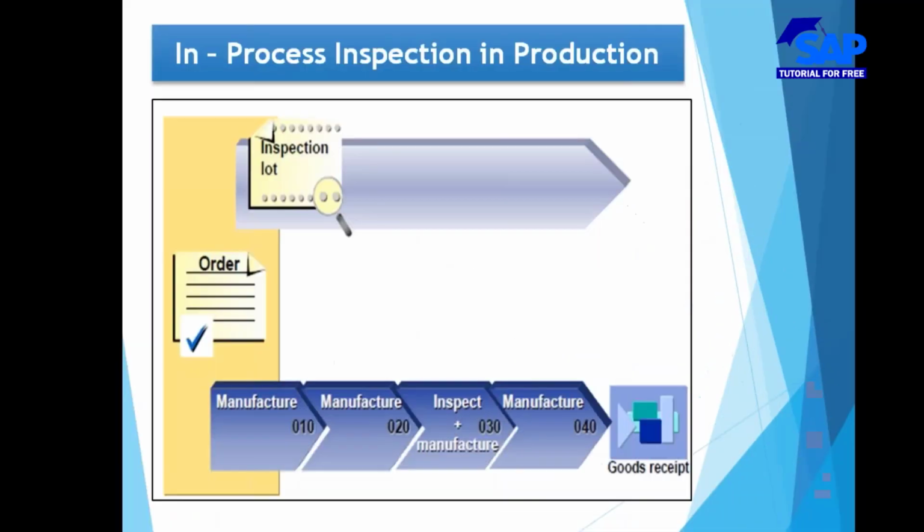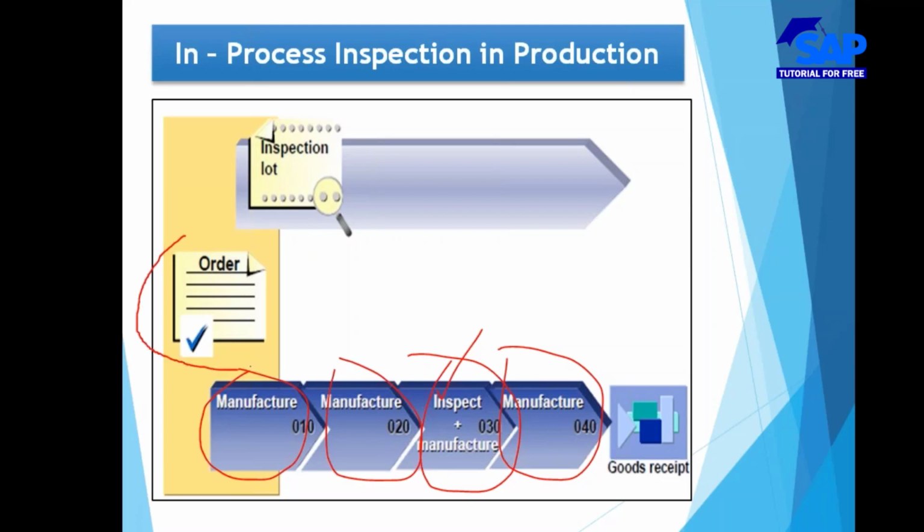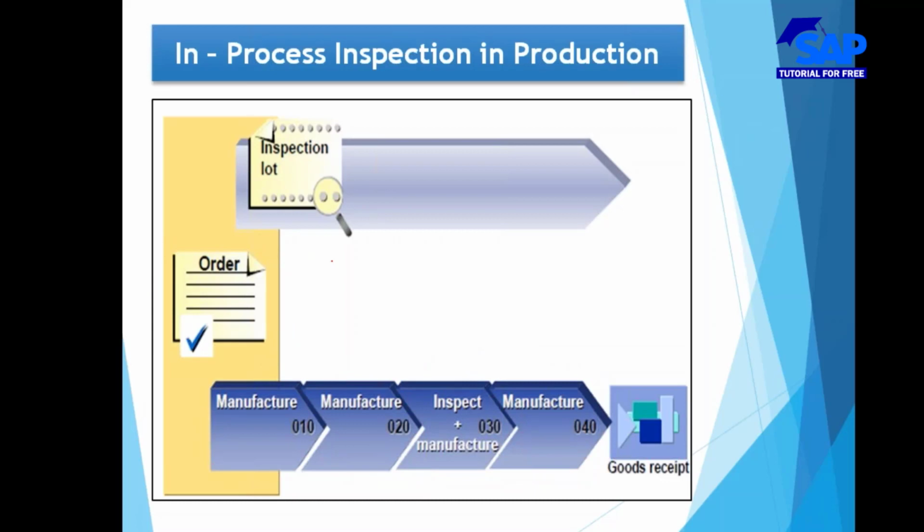Let's say in your production there are 4 operations, 1, 2, 3 and 4. During the third operation I want to do some quality inspection. If you make all the relevant settings, when you create a production order, the system will create an inspection lot automatically. Now we will see what settings we are supposed to do and how it will work.